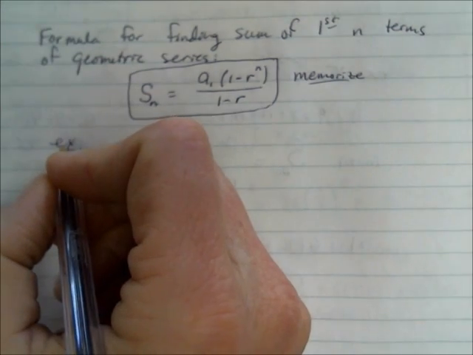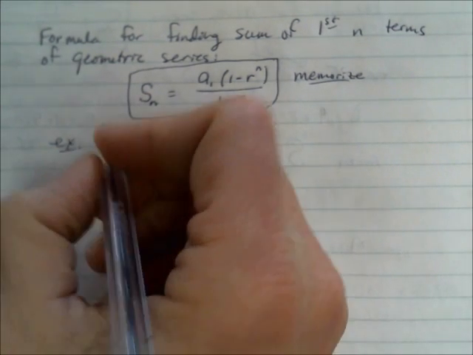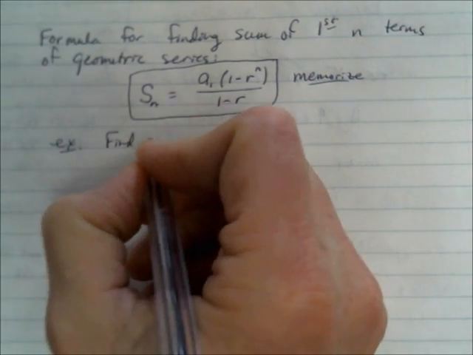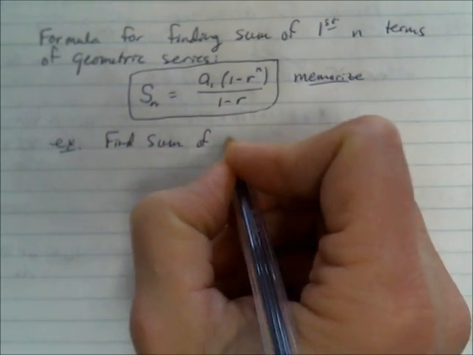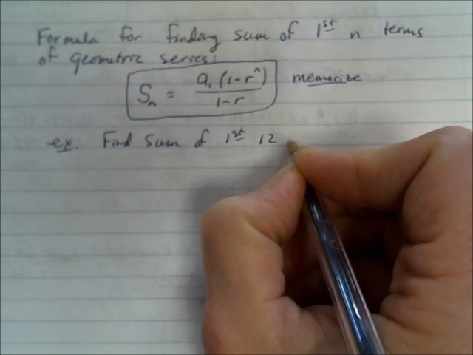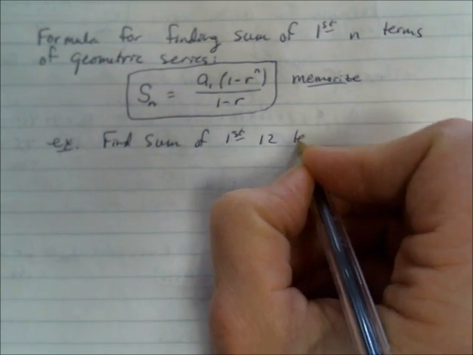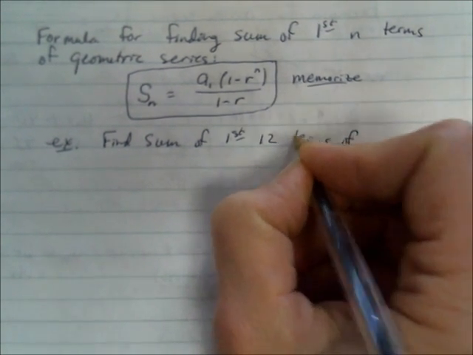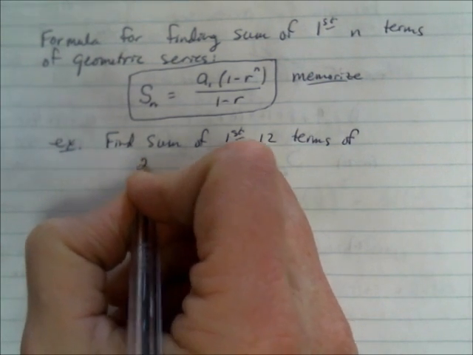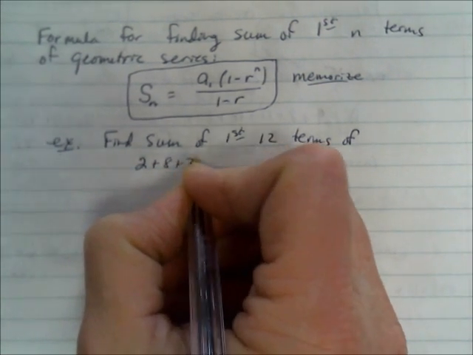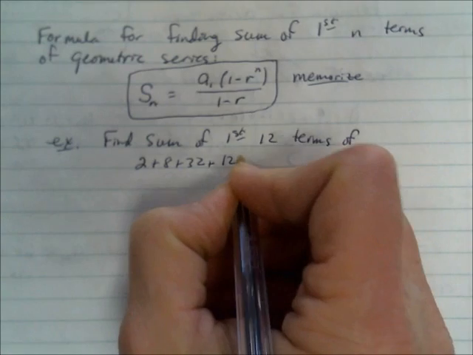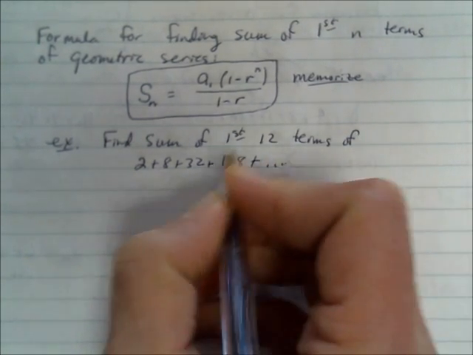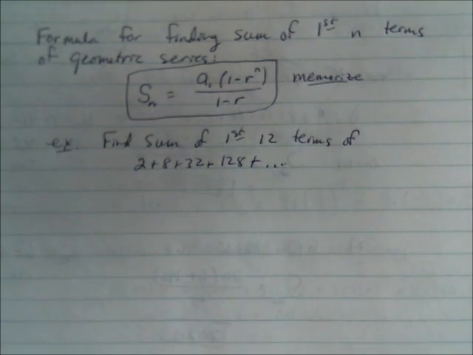So let's find the first 12 terms of this series. Find the sum of the first 12 terms of this series: 2 plus 8 plus 32 plus 128 plus ... So I've got 4 terms out here.